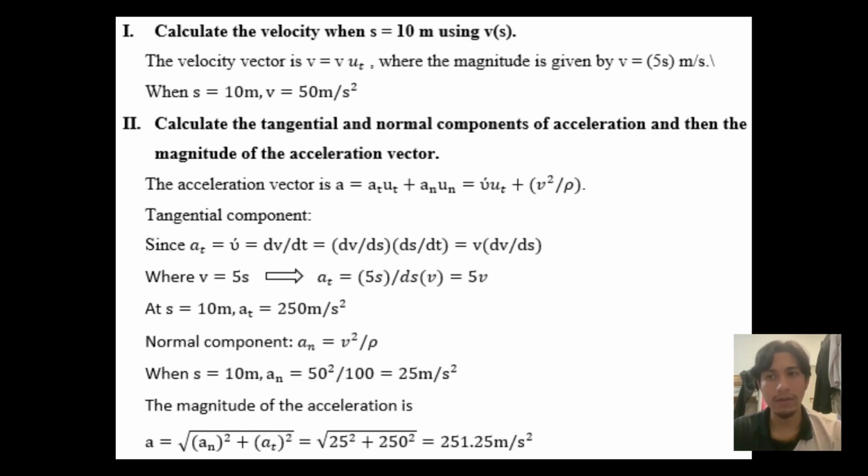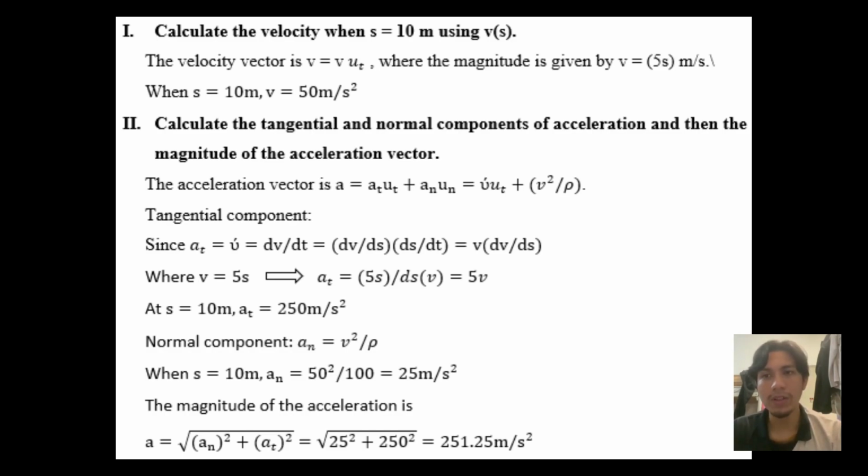So v is 5s. So put the value of v into the equation of a_t, and the equation should be a_t equals to d(5s) over ds times v, and the answer we got is 5v. So v is 5s and s is equal to 10 meter, and the final answer for the tangential component is a_t equals to 250 meter per second square.